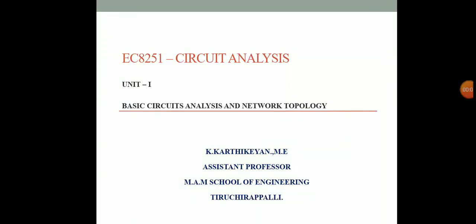Good morning to all. In this lecture, EC8251 Circuit Analysis, first year ECE, second semester, Unit 1: Basic Circuit Analysis and Network Topologies. In this unit, we will find out about the electrical network.